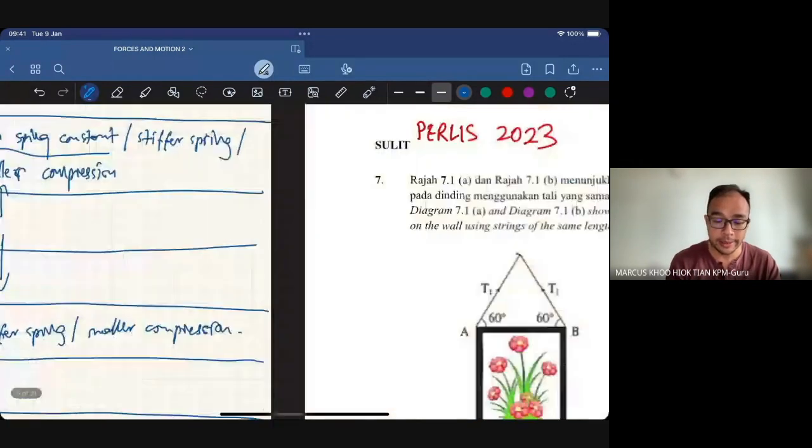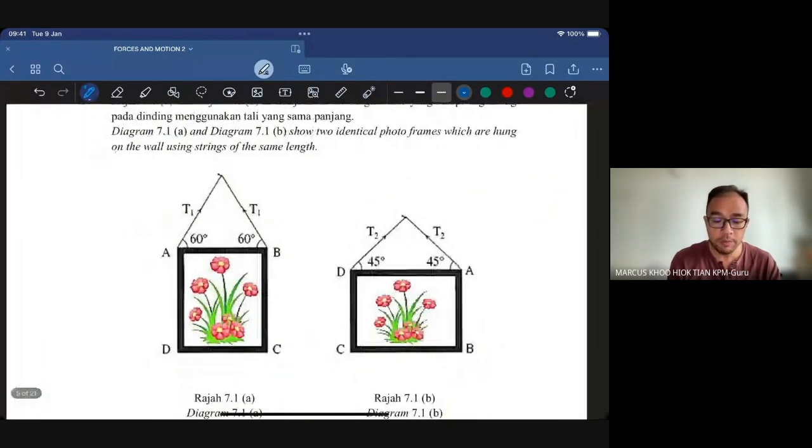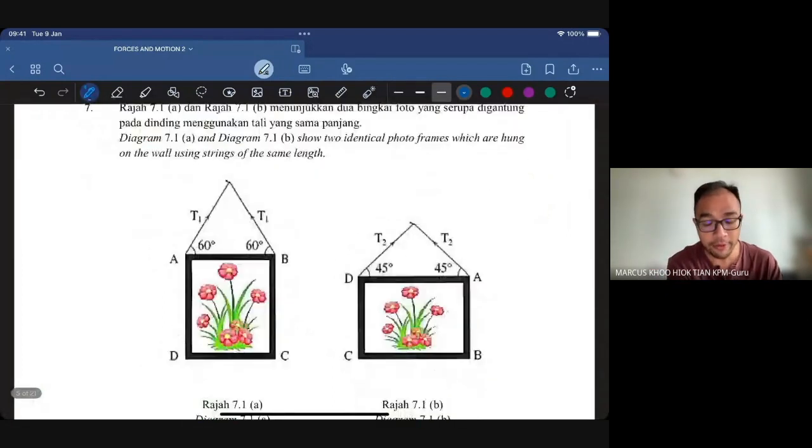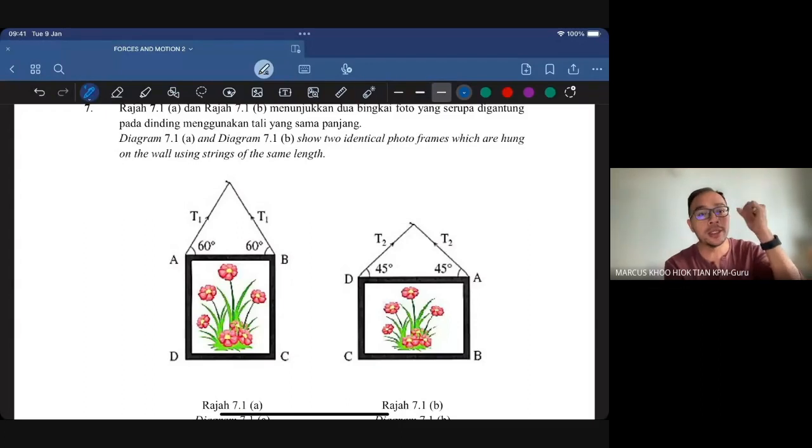Okay, in this case. Alright, let's move on to Perlis 2023. So this is the second type of question that is quite highly possible for this year with the equilibrium of forces. Okay, when I did the analysis, I noticed that most of the questions are either Hooke's law or equilibrium of forces. So maybe 1 or 2 questions about resultant force lah. Okay, but we'll talk about this in a little while.